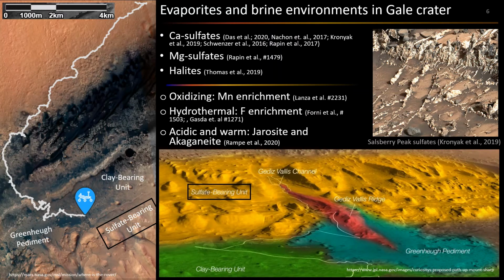In addition to these, the rover is about to drive up to the unit named the sulfate unit. You can see the entire unit highlighted in yellow in the image below, and the rover's current position near this unit on the image on the left side.